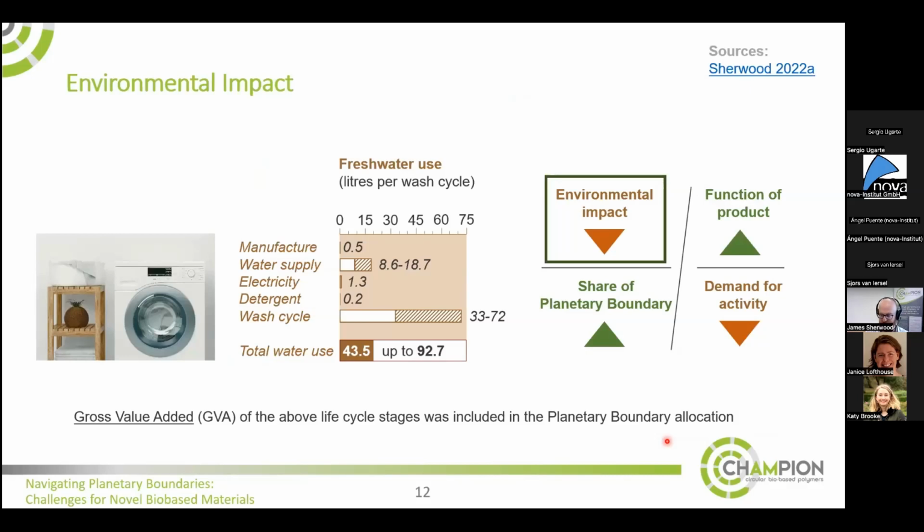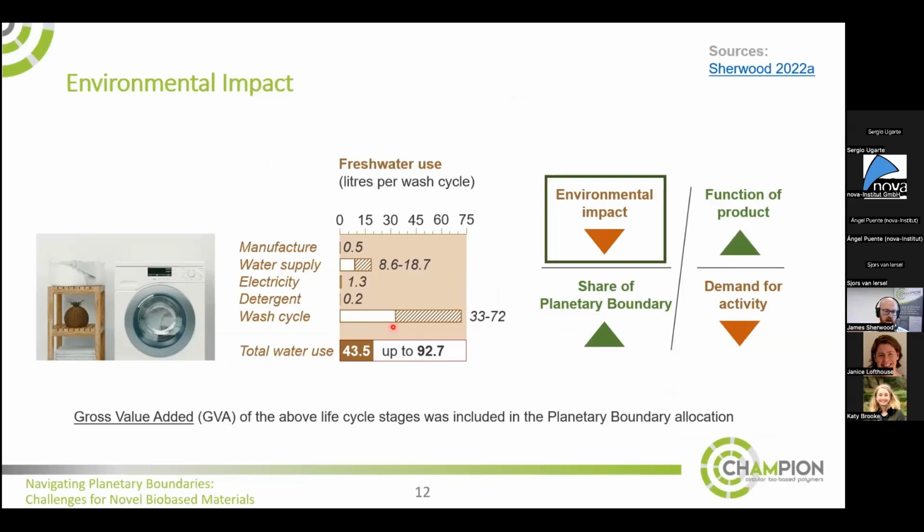So, environmental impacts. This is back to your standard LCA inventory stuff, where you're trying to work out the magnitude of the impacts. Obviously, most of the water use of washing clothes is in the wash cycle itself. Depending on the washing machine, you can have between 33 and 72 litres of water. That's the norm of what you'll find. You will find washing machines that go beyond that scale, but those are the numbers we use today.